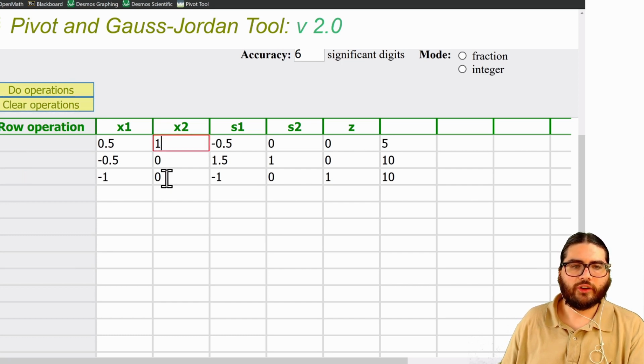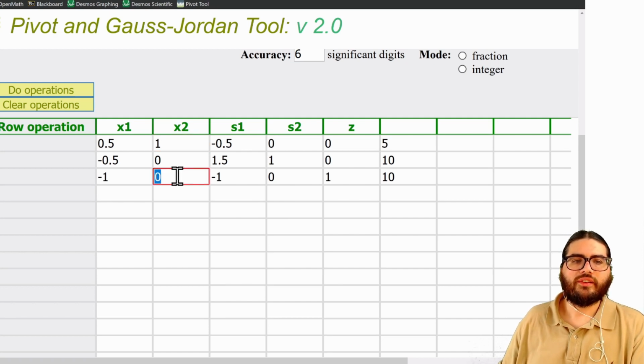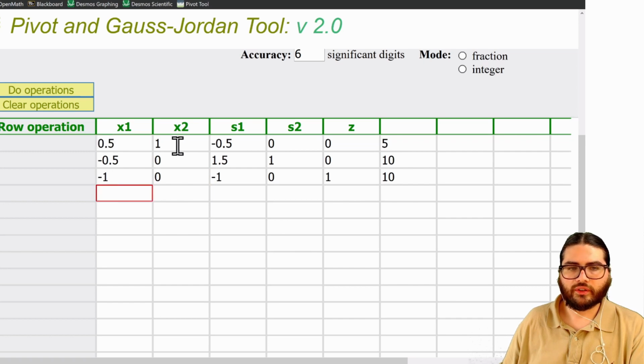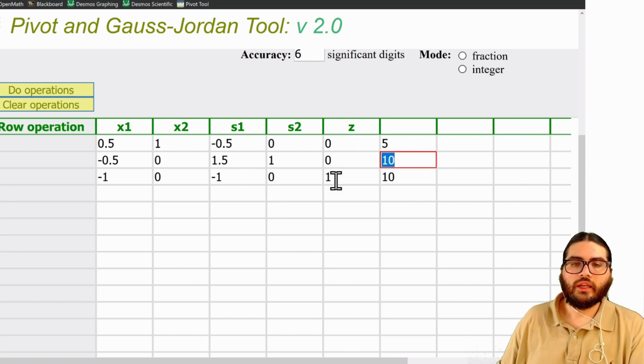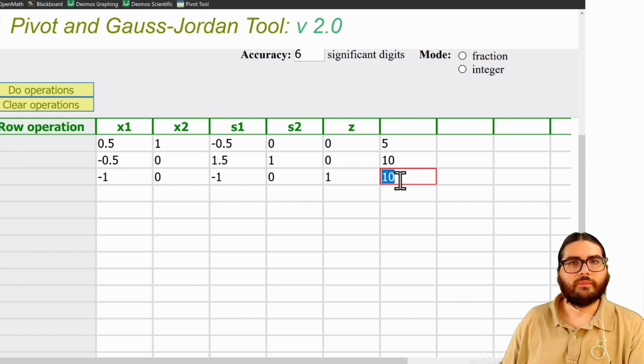Now that these are done, I see that I've got a new pivot here in the x2 column, and I've replaced the one from the s1 column, so it's no longer there, and I've arrived at a new solution. Let's see, this solution is x1 equals 0, it's non-basic. x2 equals 5, that's fine. s1 equals 0, it's non-basic. s2 is equal to 10, which is also fine. And z equals 10. Now I'm at a second solution.